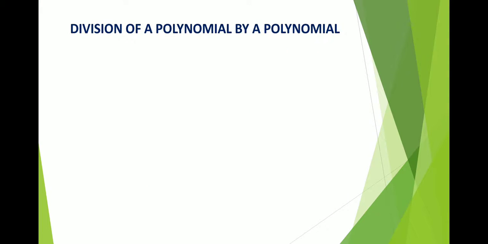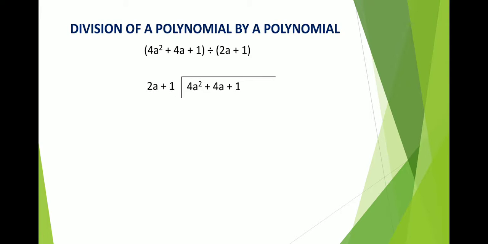So the first example that we have today is 4a squared plus 4a plus 1, which is a polynomial. Polynomial means the terms which are more than one term or a single term. So here we have three terms getting divided by 2a plus 1, another polynomial. So when we have a polynomial divided by another polynomial, then we use the simple division method. So 4a squared plus 4a plus 1 is getting divided by 2a plus 1.